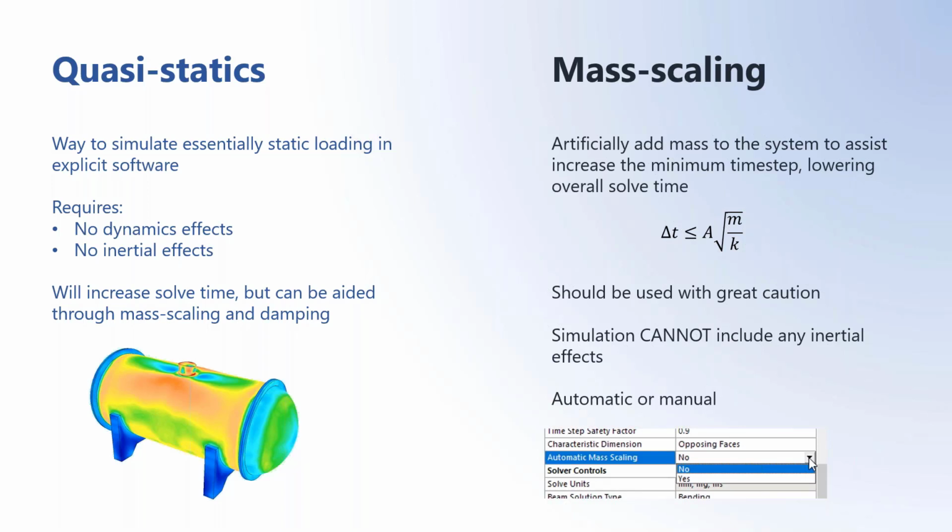Also, there can be no inertial effects if you're using mass scaling. So again, no gravity loads unless you know exactly how much mass scaling is going to be applied. And you certainly don't want things to hit each other because if there's any sort of impact, that impact is going to be significantly harder as a result of that artificial mass inflation. And this can be done either automatically through the solver, or you can manually just add more density to your material.